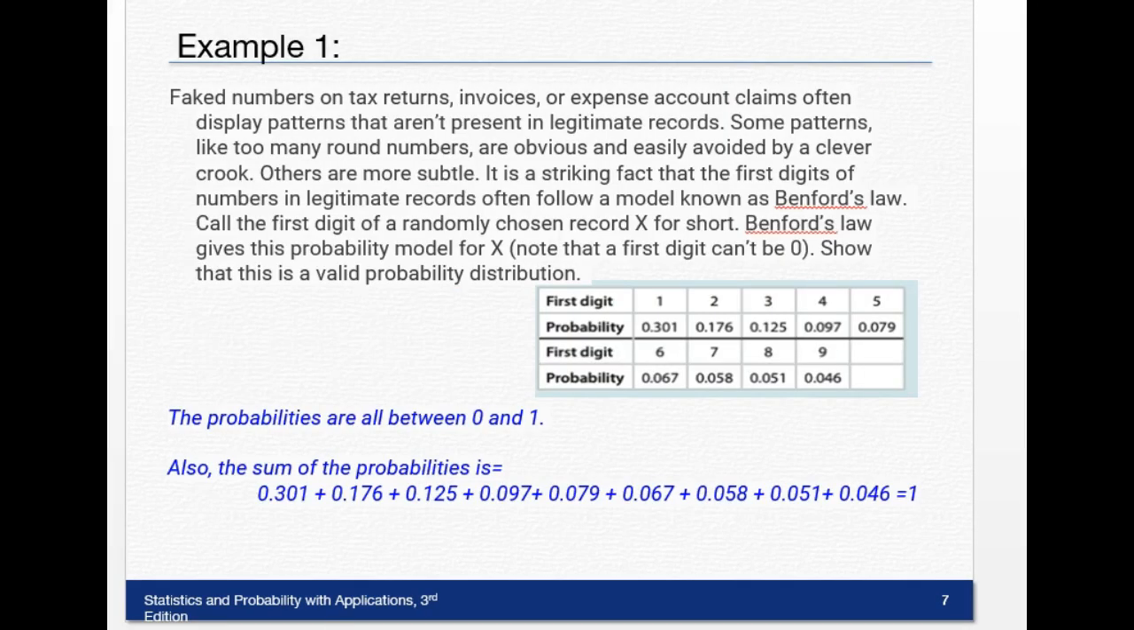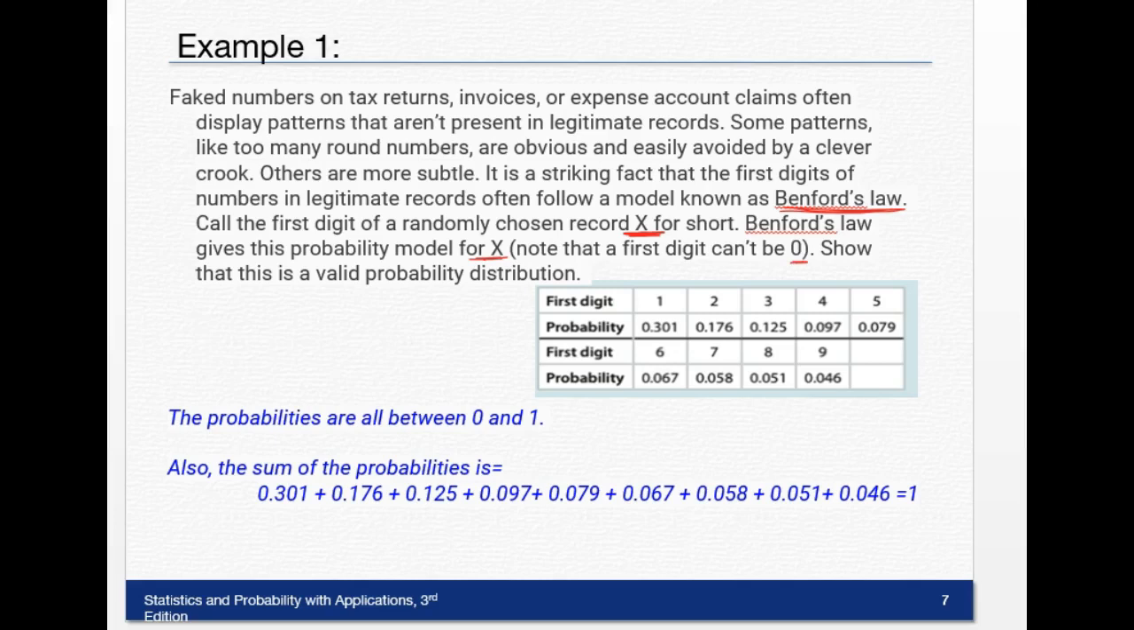Fake numbers on tax returns, invoices, or expense account claims often display patterns that aren't present in legitimate records. Some patterns, like too many round numbers, are obvious and easily avoided by clever crooks. Others are more subtle. It's a striking fact that the first digits of the numbers in legitimate records often follow a model called Benford's law. Call the first digit of a randomly chosen record X for short. Benford's law gives us the probability model for X. The first digit can't be a 0. Show that this is a valid probability distribution.